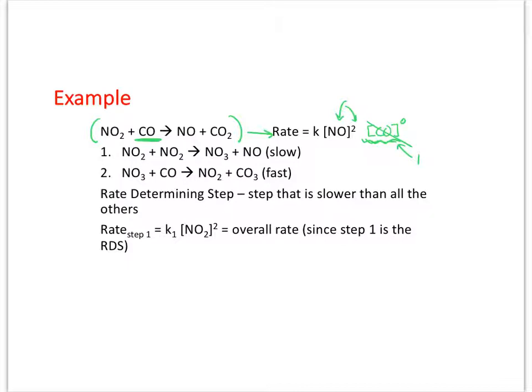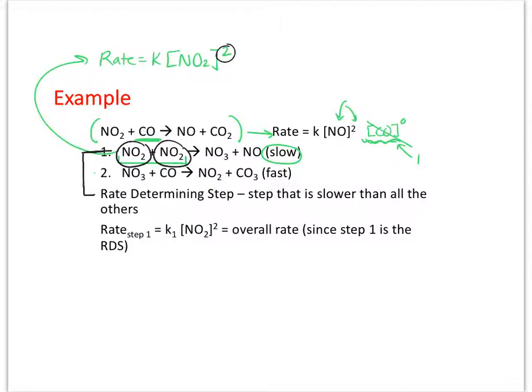Now, it lists these two steps in this mechanism. We have the slow step and fast step. The slow step is written first. I can write a rate law for an elementary step. So the rate law for this step would be rate equals K times the concentration of NO2 squared. Because I have two NO2s, I would raise that to the second power. Again, I can write this rate law because it's for an elementary step.